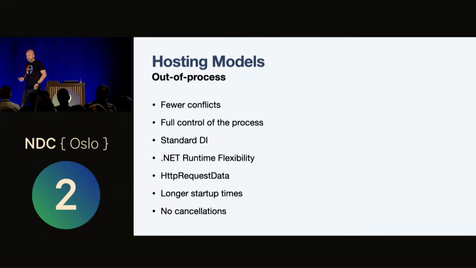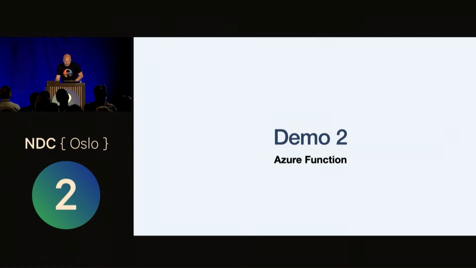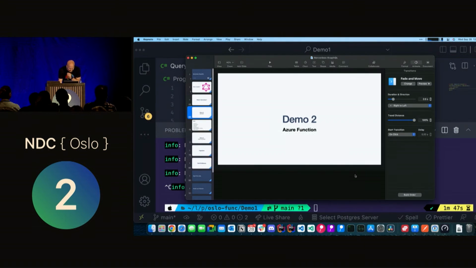Whereas with the hosting models, you are freer in what to use. You can use any new ASP.NET, any new .NET version, but you don't have cancellations, and all the request responses are actually marshaled. That means you cannot use streaming solutions here. But you have your standard DI. Okay, let's have a look at how we can bring that in.